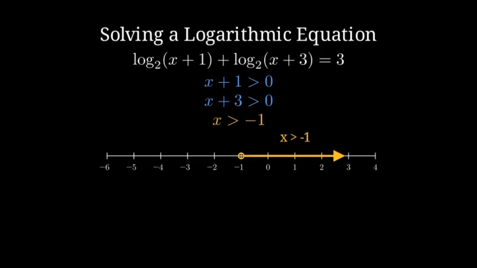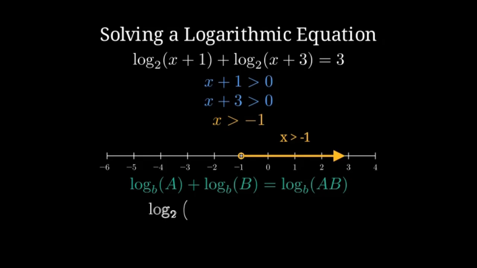Now we use the log rule. Log base b of a plus log base b of b equals log base b of a times b. This lets us combine the two logs. So the left side becomes one log of a product. We get log base 2 of the quantity x plus 1 times x plus 3 equals 3.